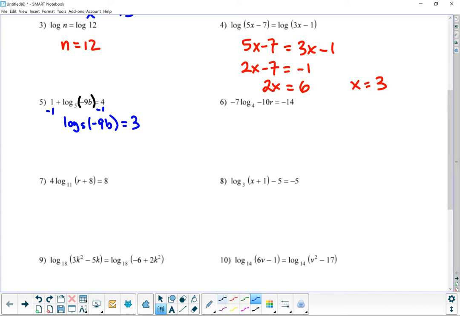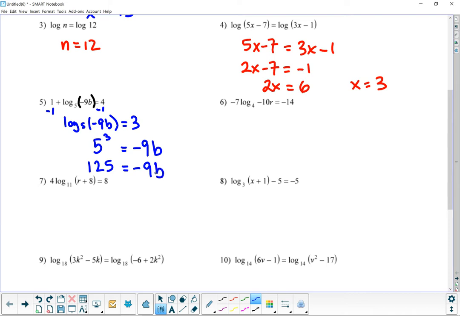Now I'm going to use my definition of a logarithmic equation, or convert my log equation to an exponential equation. That's going to be with 5 as the base, 3 as the exponent, and that's going to equal negative 9b. I'm going to work out what 5 to the third power is. 5 times 5 is 25, and 25 times 5 is 125. So 125 is equal to negative 9b.